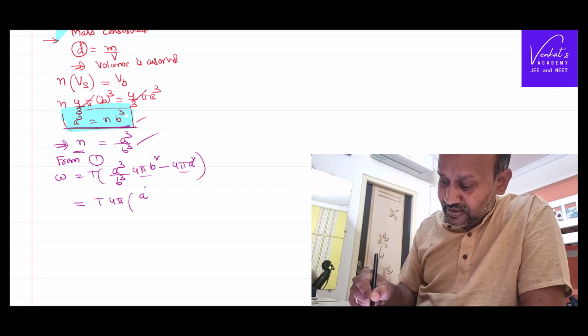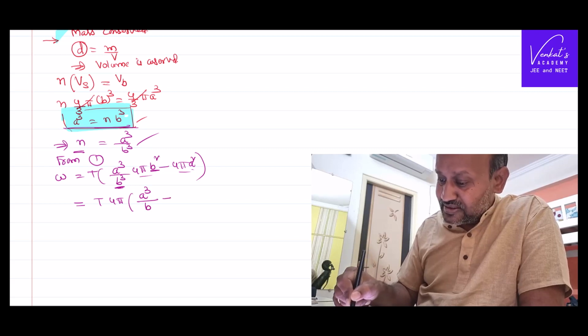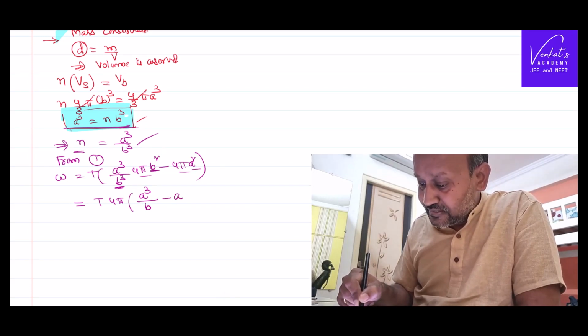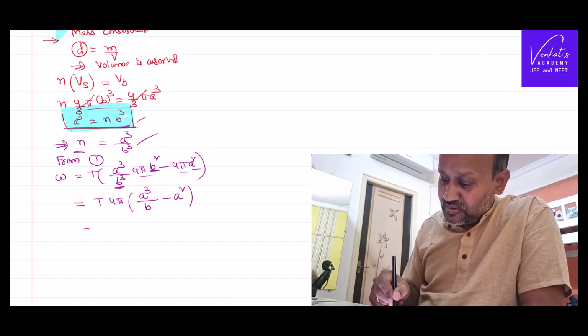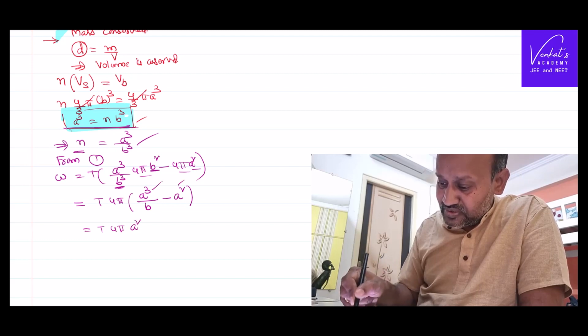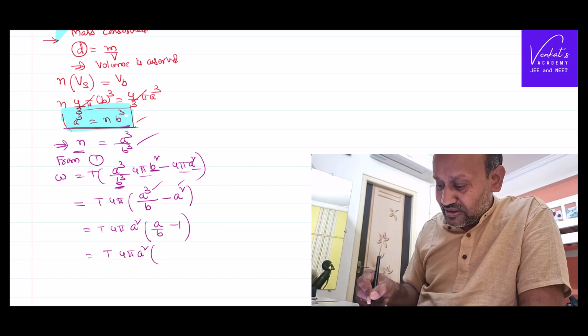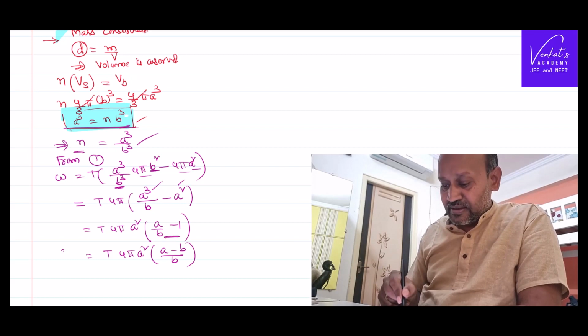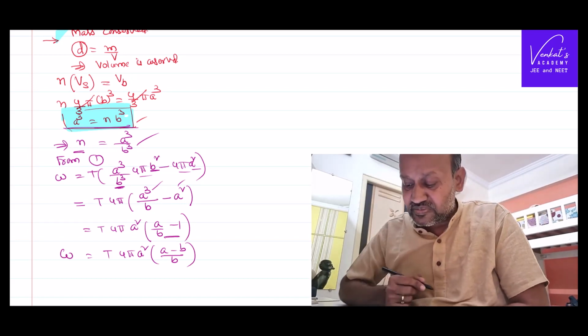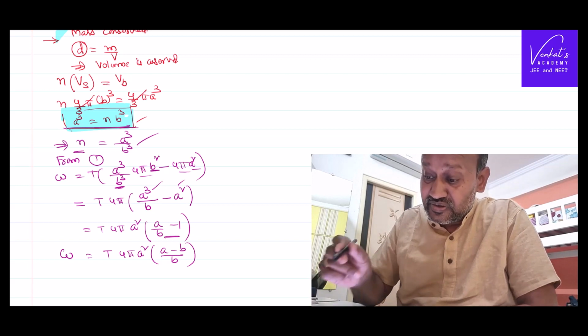Then a cube, b square in the numerator and b cube in the denominator. Therefore, I will be getting 1 by b minus, I can get a square. So I can take 4 pi a square also common from these two terms. That will become a by b minus 1. So T 4 pi a square of a minus b by b. I have just calculated this value. So this much of the work is done and this much of the energy is released. So this is the part of the problem.